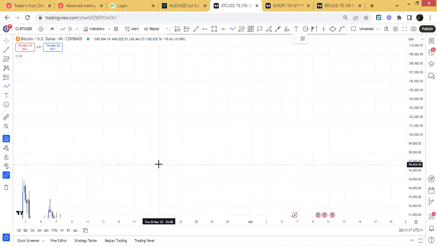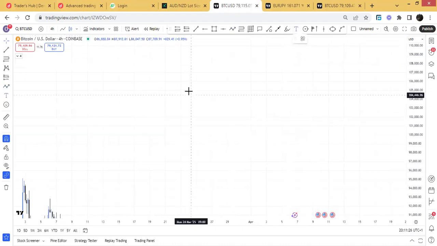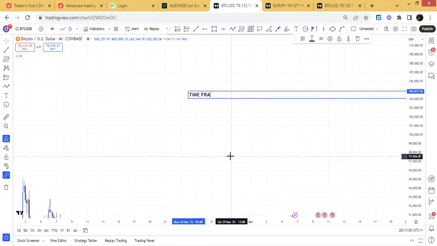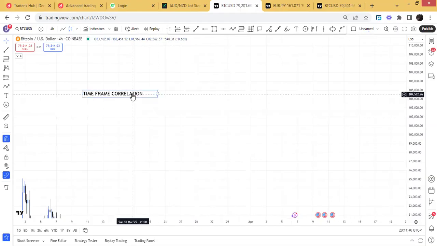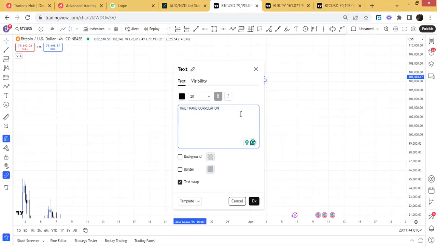Okay, so we know about market structure already, right? In order for market structure to make a whole lot of sense to you, there's something that you need to have a deep understanding of, and that is time frame correlation. Most people don't know about this, but this is very important. And I've been doing this with my guys for years now, right? It's something I haven't shipped anywhere. But basically, time frame correlation makes things a lot easier for you, all right?